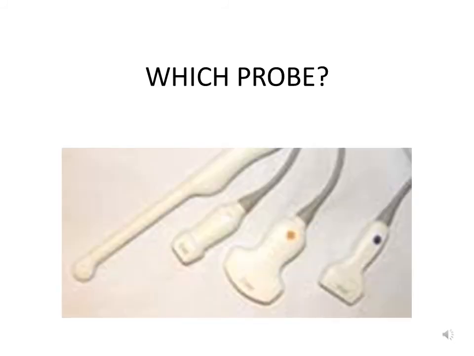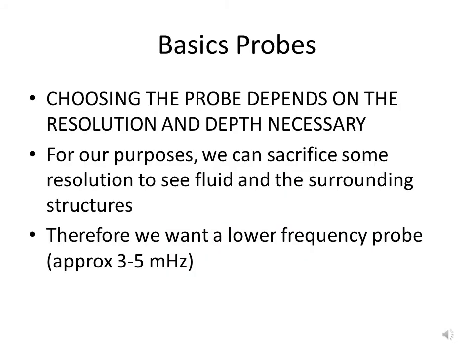So which probe would we choose for procedures? For procedures, actually, choosing the probe depends on the resolution and depth necessary. So for our purposes, we can sacrifice some of the resolution to see fluid and the surrounding structures, and we don't really need that much resolution. What we're looking for is a large pocket of fluid we can put a needle into. We're trying to just see large structures like the lung or the liver or the bowels that we don't want the needle to actually penetrate. So therefore we want a lower frequency probe. So we use the 3 to 5 megahertz probe.